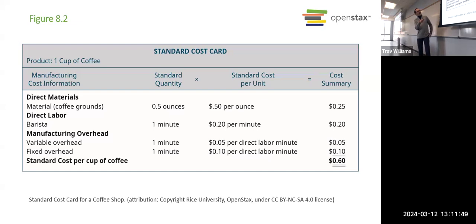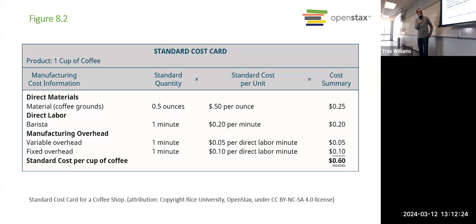All right, so with direct materials, if we say that for each cup of coffee we use half an ounce of coffee grounds, and the cost to us is 50 cents per ounce, then we can just multiply the standard quantity times the standard cost for that material. And we see that for each cup of coffee, that's 25 cents worth of materials. Not counting the cup or the water, just the coffee.